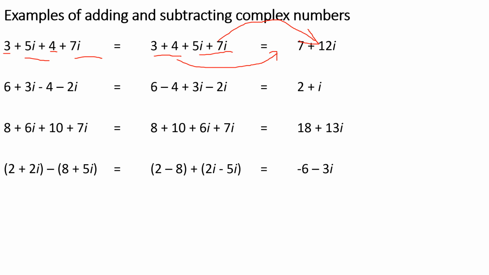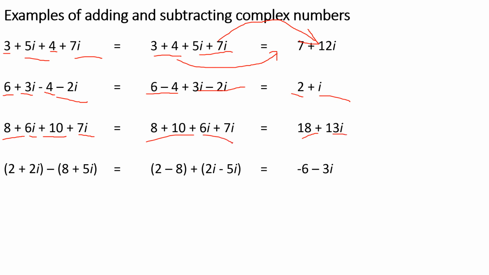6 plus 3i minus 4 minus 2i. Well, 6 minus 4 right here is going to be 2, and then 3i minus 2i is simply 1i, or just i. Next, 8 plus 6i plus 10 plus 7i. 8 plus 10 is 18, and 6i plus 7i is 13i.